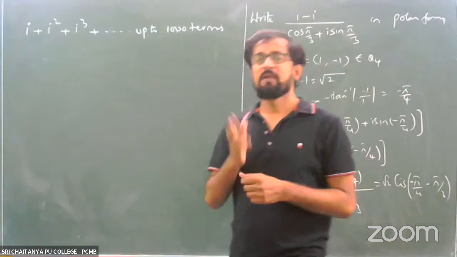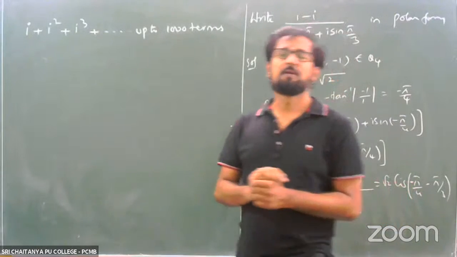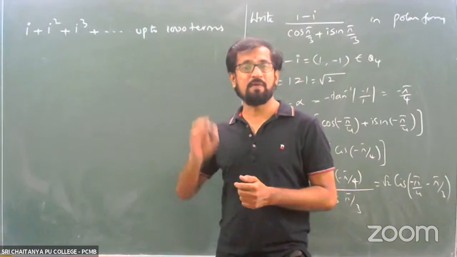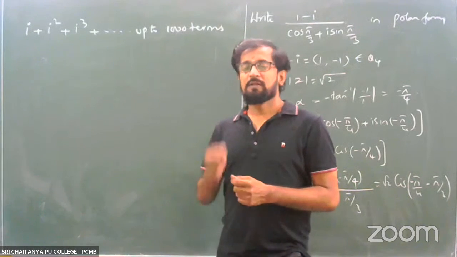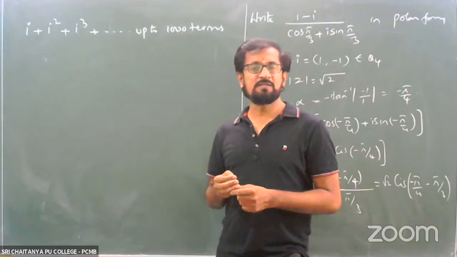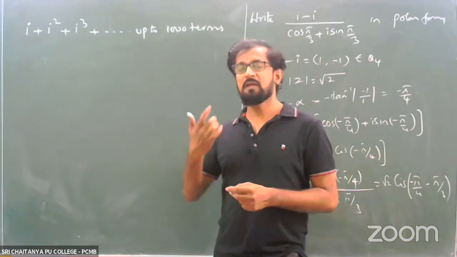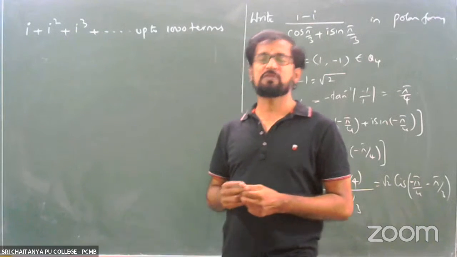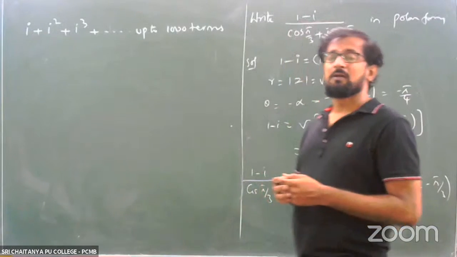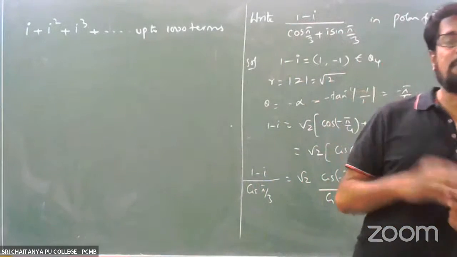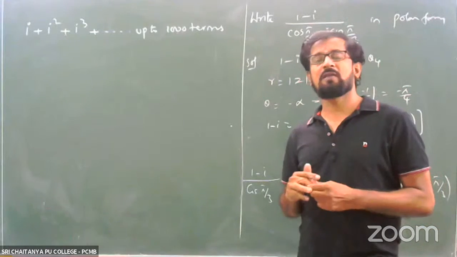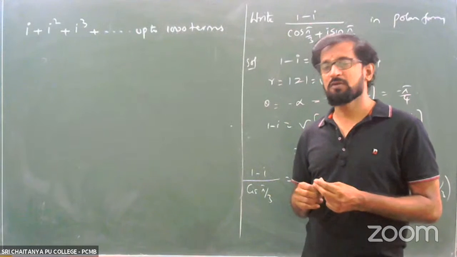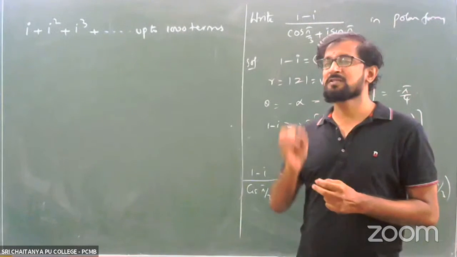Now take i common. We are going to get 1 plus i square and so on, up to i power 999. That series is in GP, so we use the formula a into r power n minus 1 by r minus 1, or a into 1 minus r power n by 1 minus r. Here r is equal to i and a is equal to 1. If I substitute, I am going to get the answer as 0.